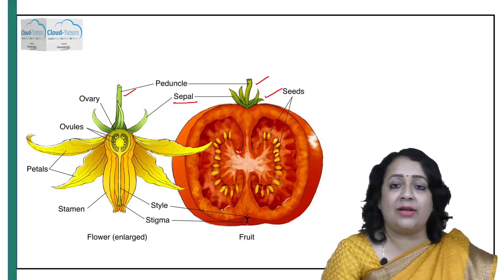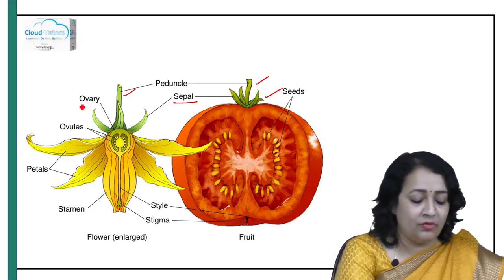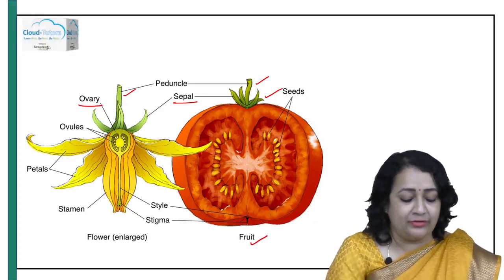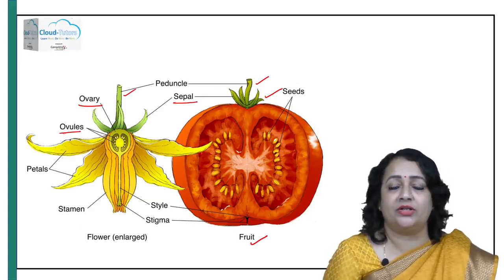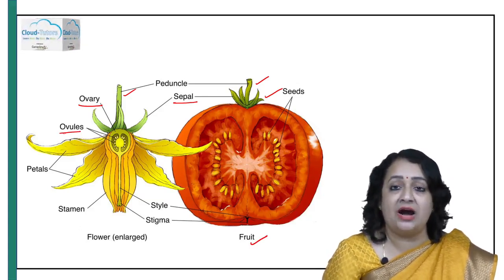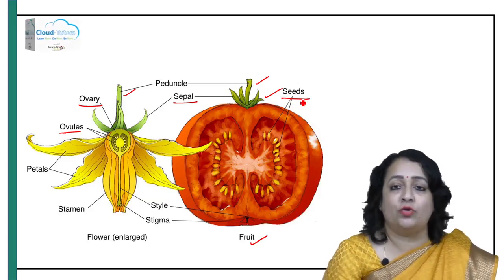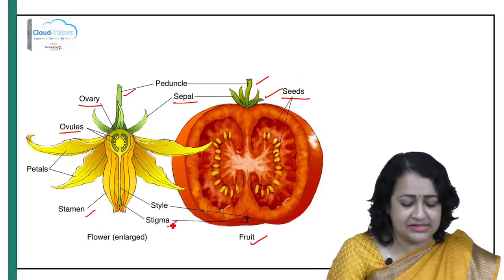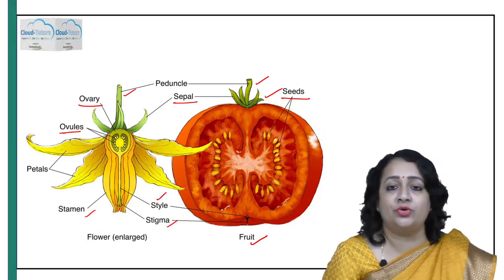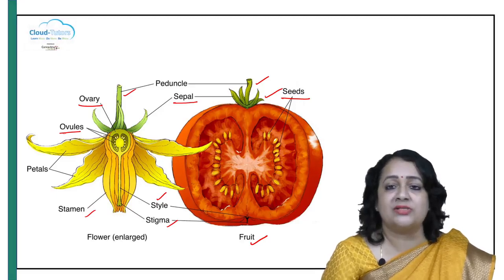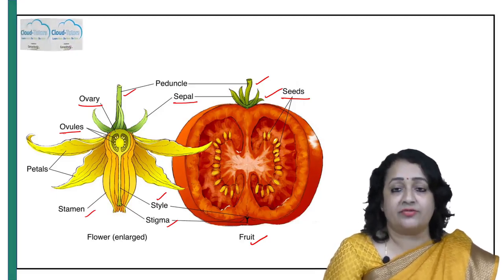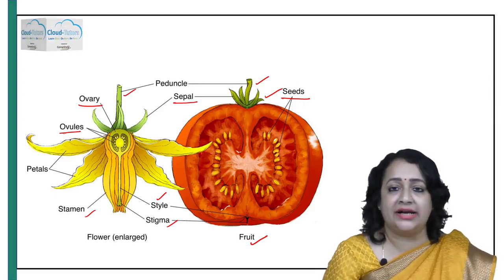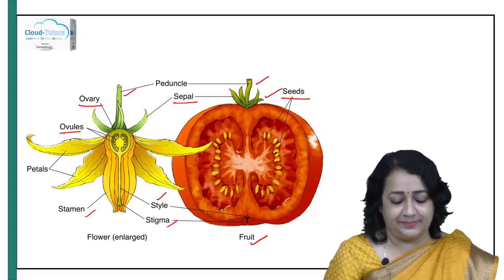Now the ovary, what will happen to the ovary of the flower? The ovary of the flower after fertilization will form the fruit. It forms the fruit. And what about the ovules which are present inside the ovary? The ovules which are present inside the ovary after fertilization form the seed. Ovules will become the seed. Then coming to the stamen, stigma, style, all these are going to droop off. All these are going to fall off because their function is over. After their function is over, they are going to dry and fall off. Only the ovary will develop into a fruit, and the ovules will develop into seeds.